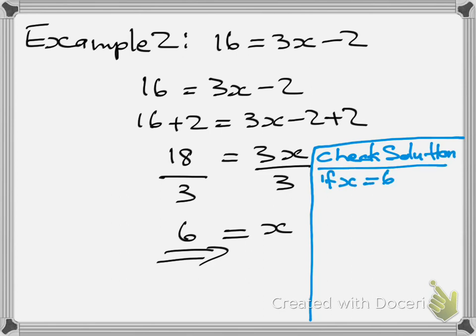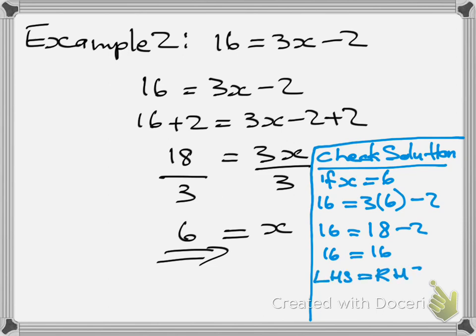You substitute into the original equation and punch it in a calculator. You see that your left hand side is equal to your right hand side, meaning that your answer is correct. So if your left hand side is not equal to your right hand side, then your answer will be wrong. Moving on, example number 3.